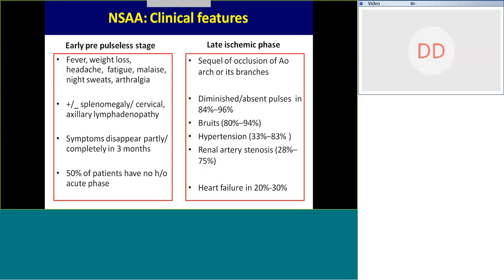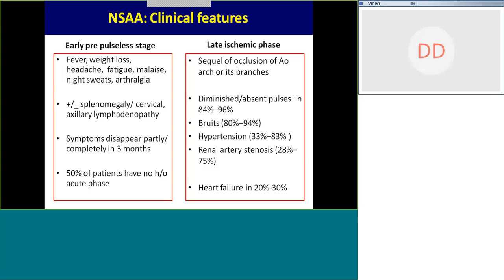However, when you pick these patients in the late ischemic phase or pulselessness phase, then you will see all the sequelae of occlusion. Therefore, some of the pulses will be absent. At least 1 or 2 pulses will be absent in as many as 90–95% of cases, and that is basically the hallmark of making a diagnosis of aortoarteritis. If you make an effort, you will be able to hear a bruit in 80–94% of cases, and as many as half or even more of these patients will present with hypertension.